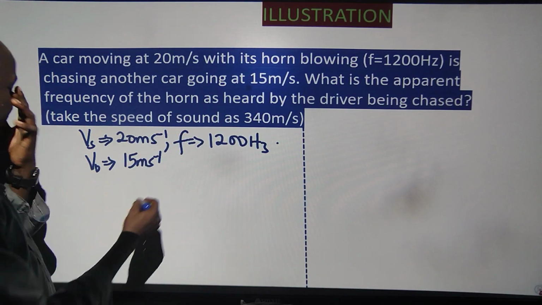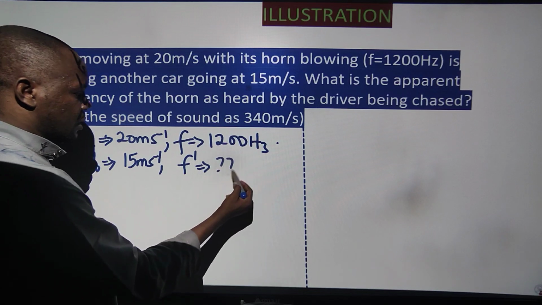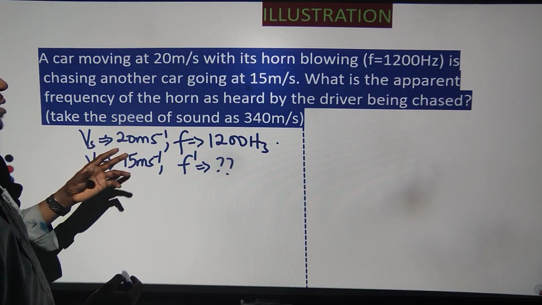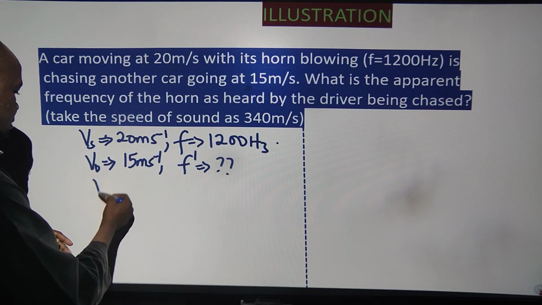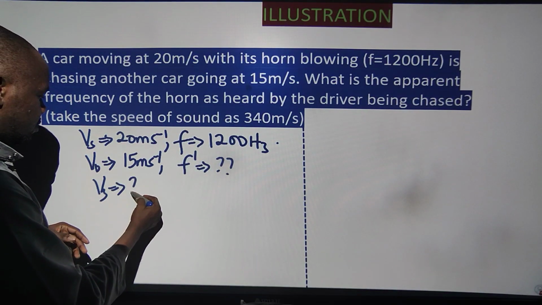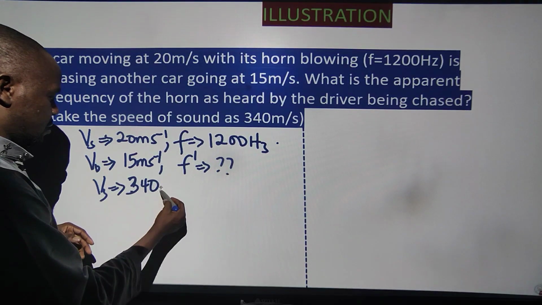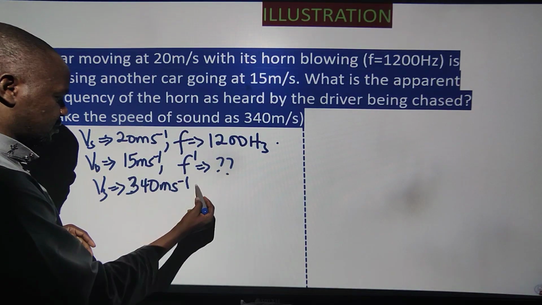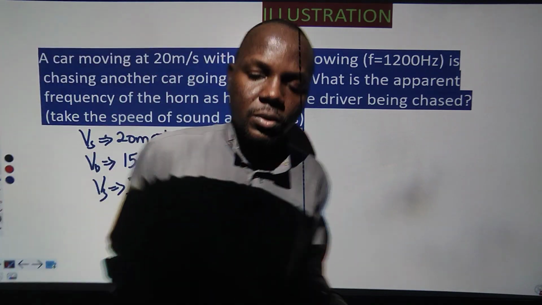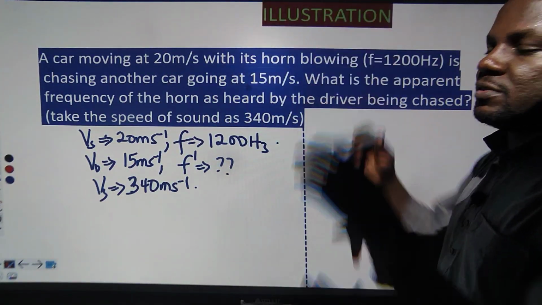What is the apparent change in frequency? That is F dash, the way I love calling it. Is question mark, that's the question. Take the speed of sound to be V, what we are given, speed of sound 340 meters per second. So I think this one is simple. So that means they are looking for it at what it is receding.